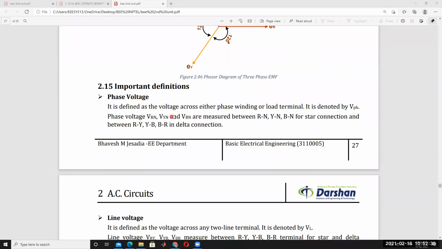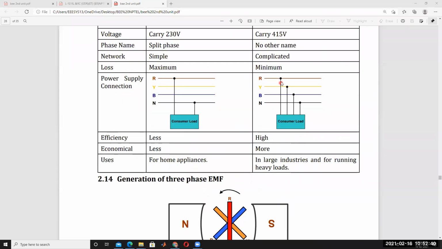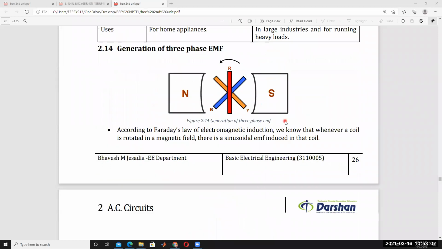Here R and N is one phase, VRN is one phase, VYN is another phase voltage, VBN is another phase voltage. Here only one phase is connected between the R phase and neutral. So VRN, VYN, VBN. These are all called the three phases.